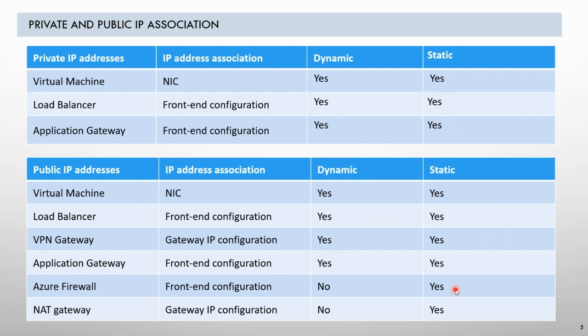Now, IP address and public IP association. When you create any resource, a private IP will be assigned to that resource. Take the example of a virtual machine, a load balancer, an application gateway. The IP assignment can be done dynamically, or you can do it statically. It's up to your choice. Both options are available to you. Similarly, for public IP addresses, for a virtual machine, load balancer, even the application gateway, the IP can be assigned dynamically or statically. For a few PaaS services like Azure Firewall and NAT Gateway, there is no provision to assign an IP address dynamically. You have to create an IP address first, and then the IP address will be assigned to these resources.